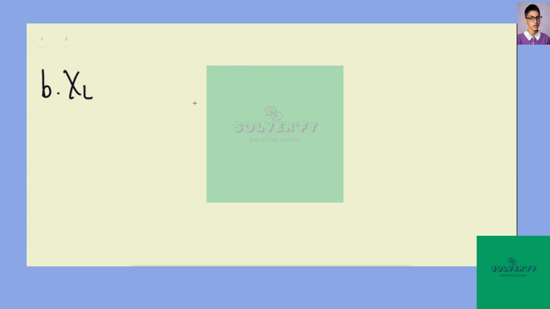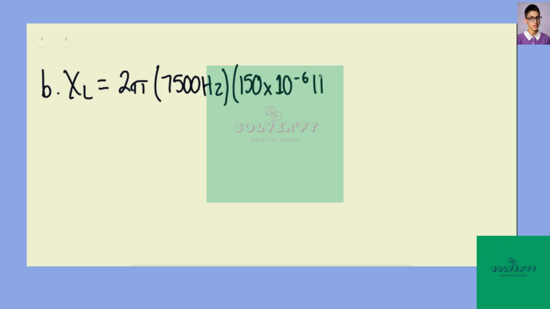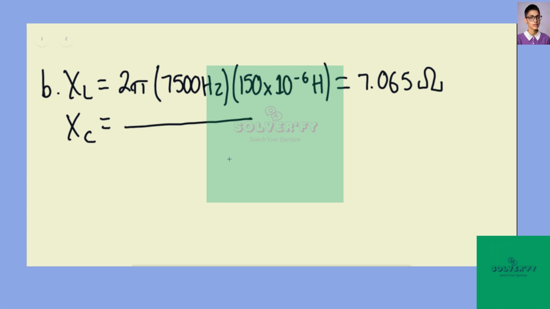And then we're doing the exact same thing for part B, except the frequency is now, instead of 500 hertz, 7.5 kilohertz. So this would be equaling 2 pi times the frequency of 7,500 hertz, so 7.5 kilohertz, multiplied by, again, 150 times 10 to the negative 6 henries. And so we find the inductive reactance to be 7.065 ohms.